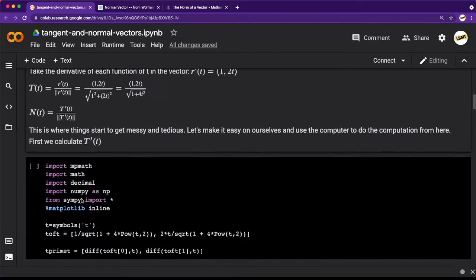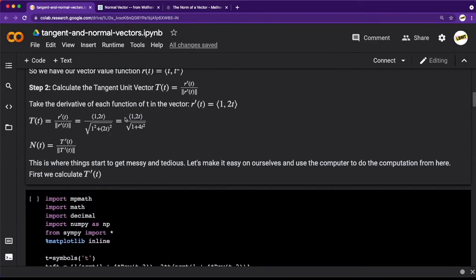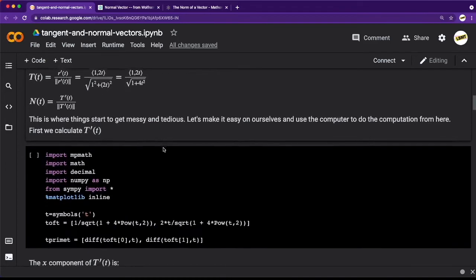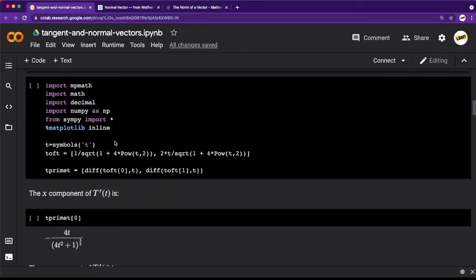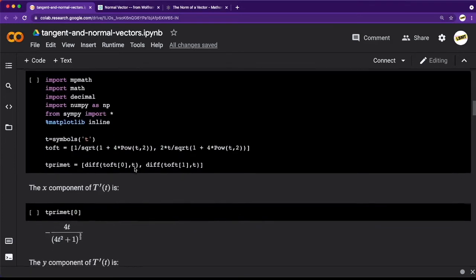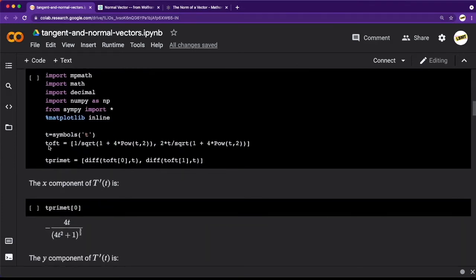Our normal vector is where we have to take the derivative of this tangent vector and do the same thing with it. And that's where you can see it gets a little messy and tedious. So to make things easy on ourselves, we're going to use the computer. The computer is really good at calculating this kind of stuff. So let's write some Python code and see if we can get the computer to do it for us. I'm going to import a bunch of stuff, all the tools we need. I'm going to set up a symbol for t, and then I'm going to use r of t.